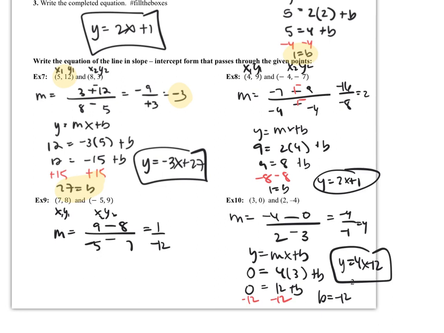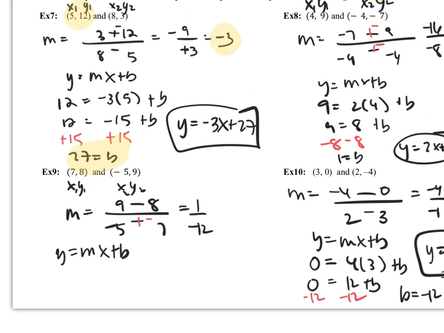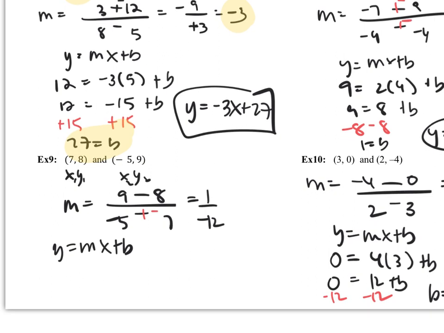I did y2 minus y1. 9 minus 8 was 1. Then I did negative 5 minus 7. So if I do keep change opposite, that's going to get me negative 12. That means my slope is negative 1/12. So I'm sure I did something wrong here because I can't imagine we wanted to do this. But let's just go through it.